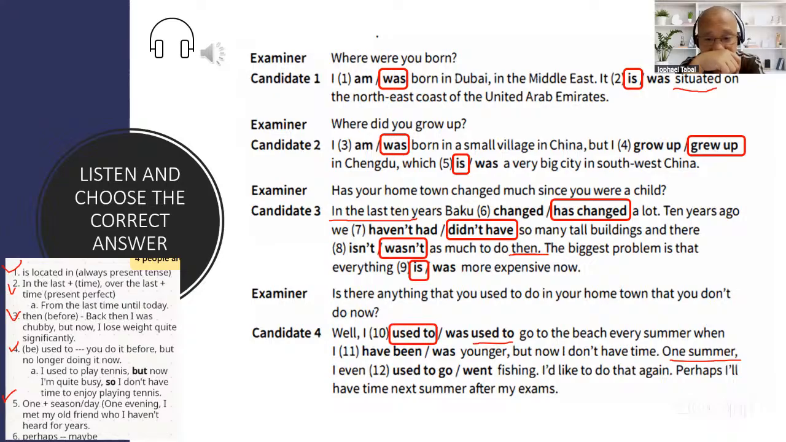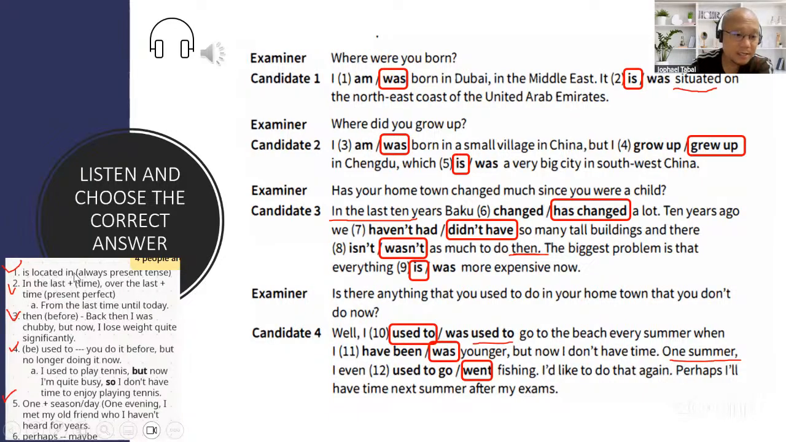Number 11. Have been. So when I was younger, all right. And number 12. When. Yes, very good. One summer I even went fishing. I'd like to do that again. Perhaps I'll have time next summer after my exams, okay? So again, I'd like you to take notes of this new vocabulary here, okay?